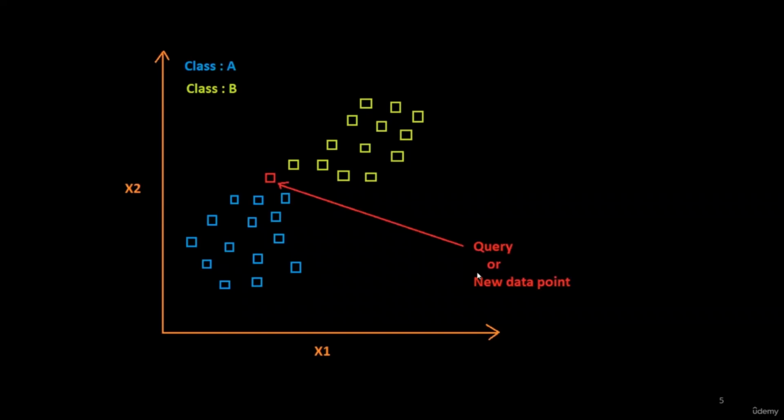Now a new point comes, which is our new test point or our query point. This is shown with the red color. Now how does KNN work in order to classify this point between two labels, that is between class A and class B? We have to decide whether this point belongs to class A or to class B. So let's see how KNN works on this point.